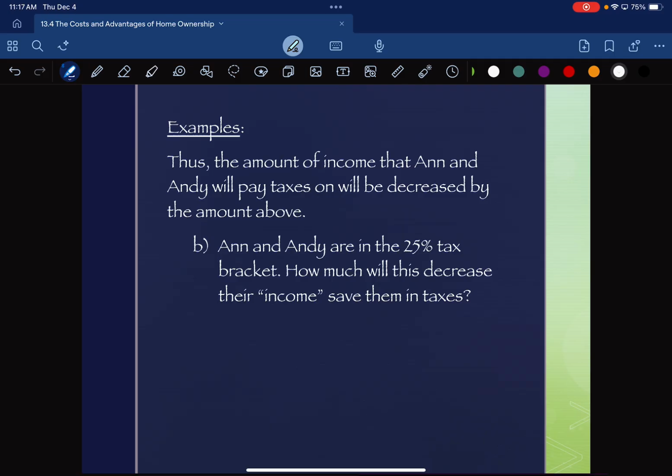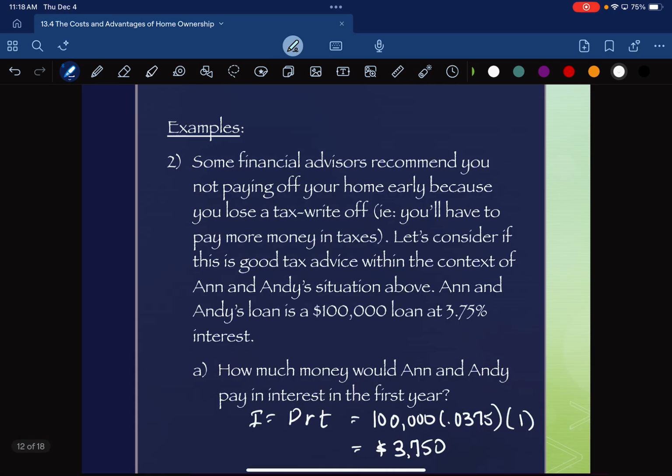Okay? So if they made $50,000 in income in a year, we'd take that $50,000 and subtract the $3,750 from it. And then that's what we would say is our income in the year. That's how this works. It's not subtracting it off what they owe in taxes, it's subtracting it off the income that they are perceived to have made. All right?